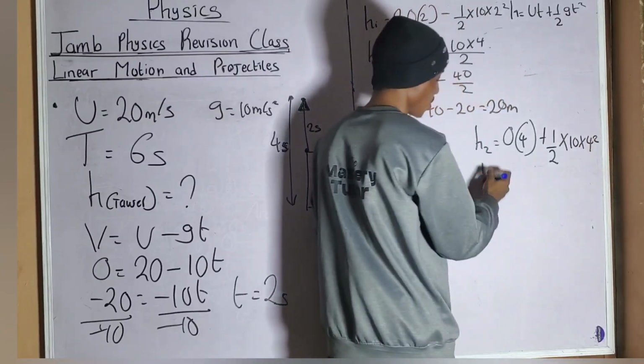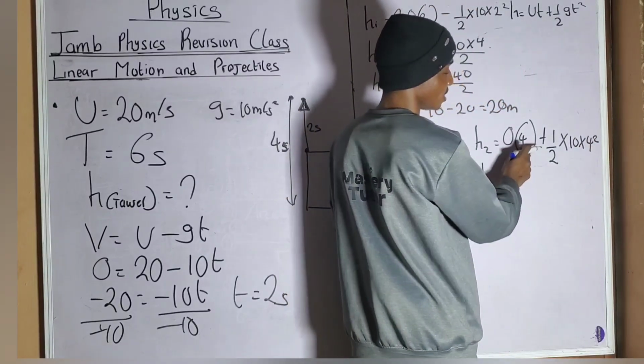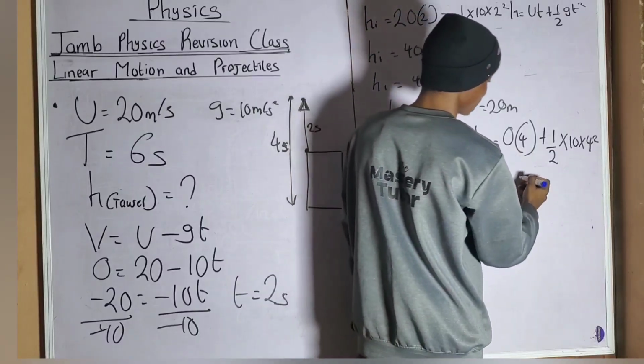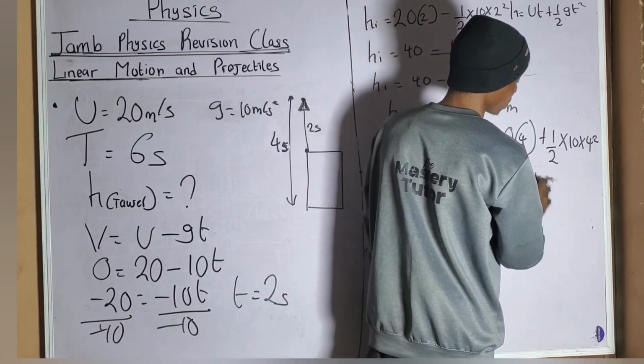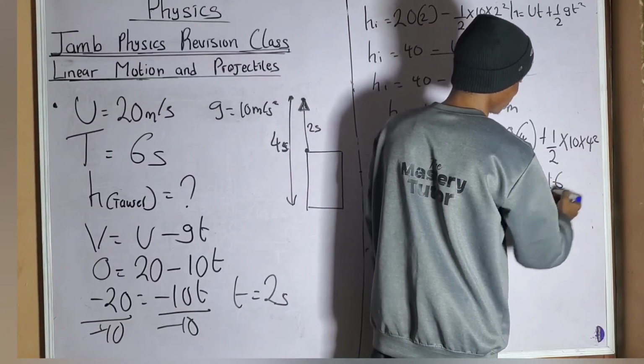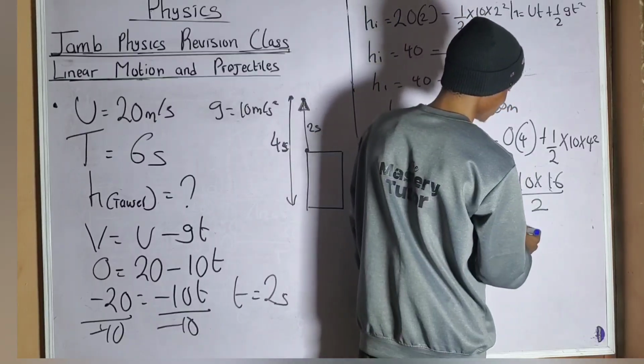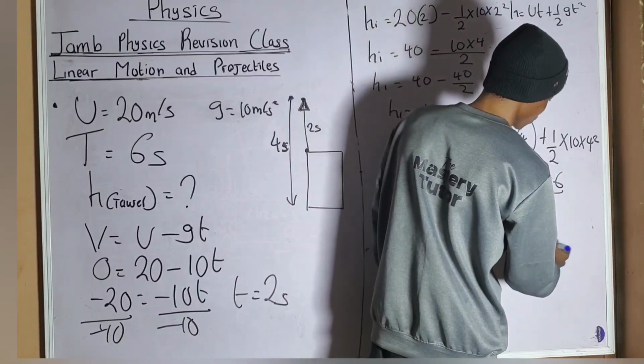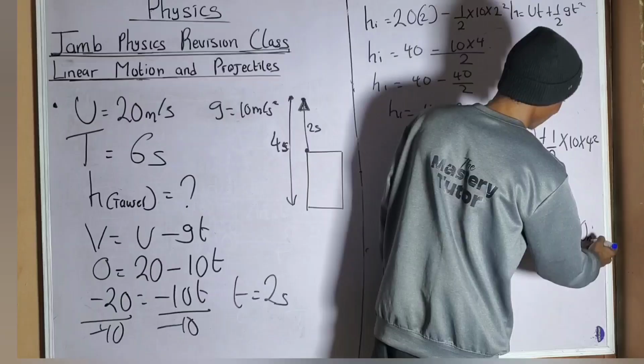Okay. So h2 is equals to, this times 0 will be 0. I'm going to have 10 times 4 squared. 4 squared is 16. So I'm going to have times 16 all over 2. h2 is equals to 160 all over 2. That is 80 meters. Okay.